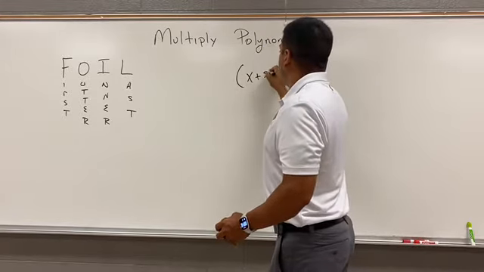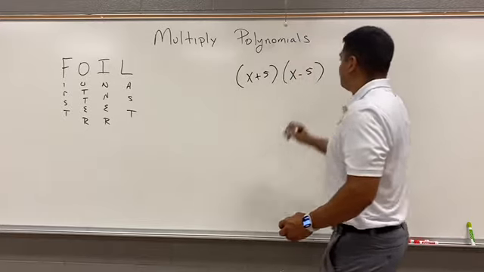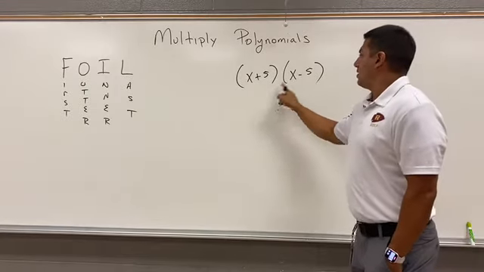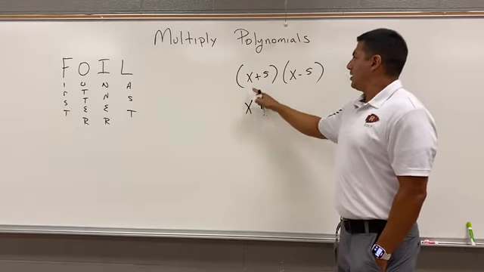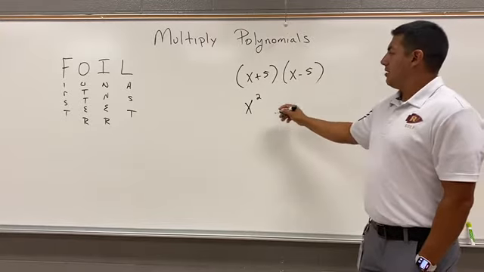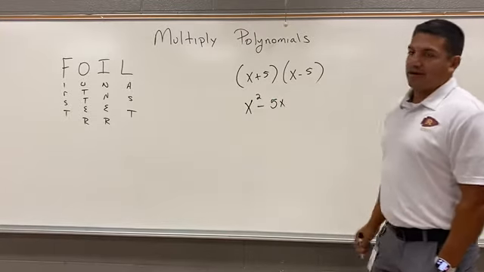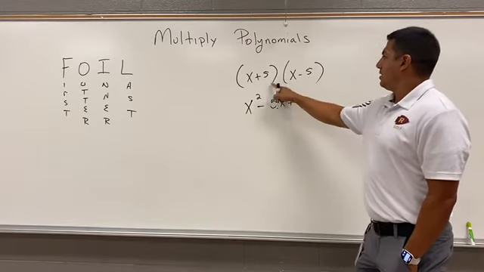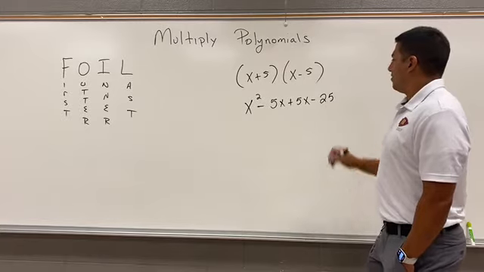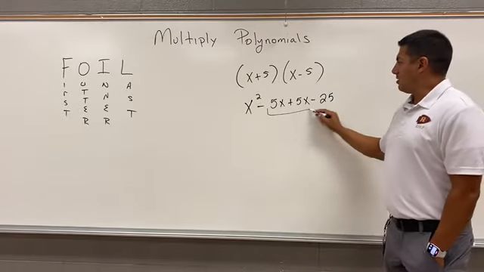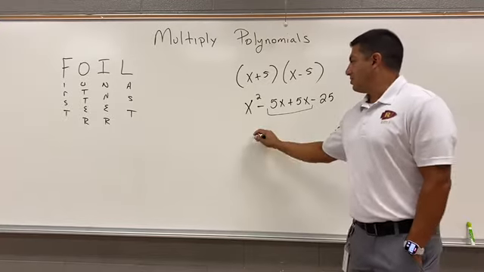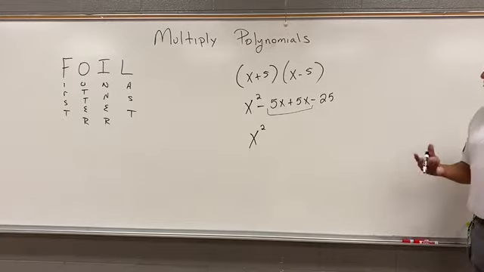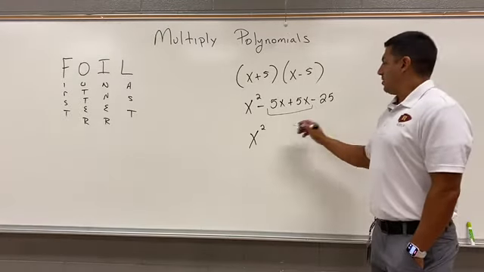We have x plus 5, and we have x minus 5. So, if we do the FOIL method here, we have first x squared, outer, negative 5x, inner, positive 5x, and then last, negative 25. So again, our like terms are here, but now notice what happens with this one. We have negative 5x plus 5x, so they cancel each other out. And then we have minus 25.